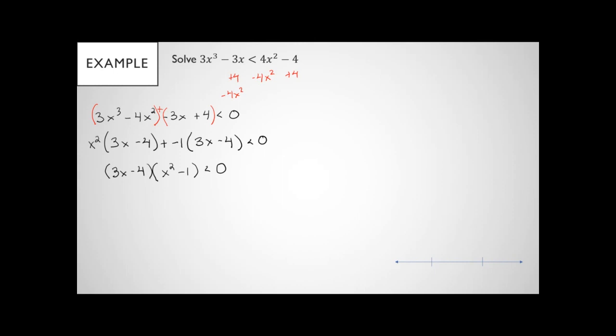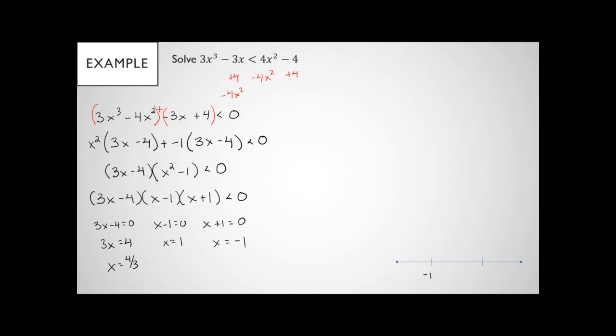Now I still need to factor this quadratic, the x squared minus 1. This is a difference of two squares, so I can factor that. So we get 3x minus 4 times x minus 1 times x plus 1 is less than 0. So now I've factored and I need to find the zeros. So we have 3x minus 4 equal to 0, x minus 1 equal to 0, x plus 1 equal to 0. And then you solve. So our first 0 is 4/3. Our second one is 1. And our third one is negative 1.